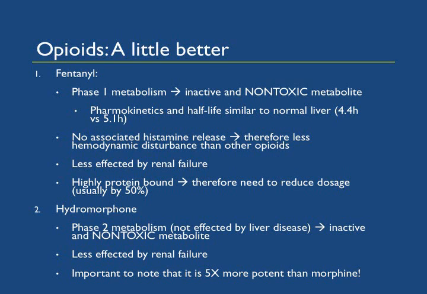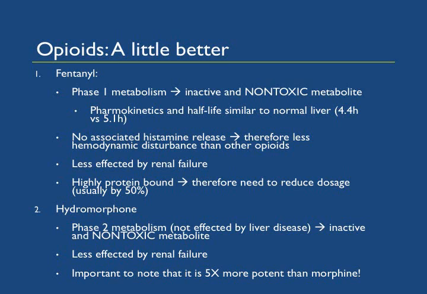Next, I will review a few of the opioids that are believed to probably be a little better tolerated in patients with liver dysfunction. Fentanyl undergoes phase 1 metabolism into an inactive and non-toxic metabolite. The pharmacokinetics and half-life is similar to those with a normal liver. There is no associated histamine release with fentanyl, therefore there's less hemodynamic disturbance than other opioids, and fentanyl is less affected by renal failure. It is highly protein bound, therefore fentanyl dosages do need to be reduced, and we usually recommend 50% reduction.